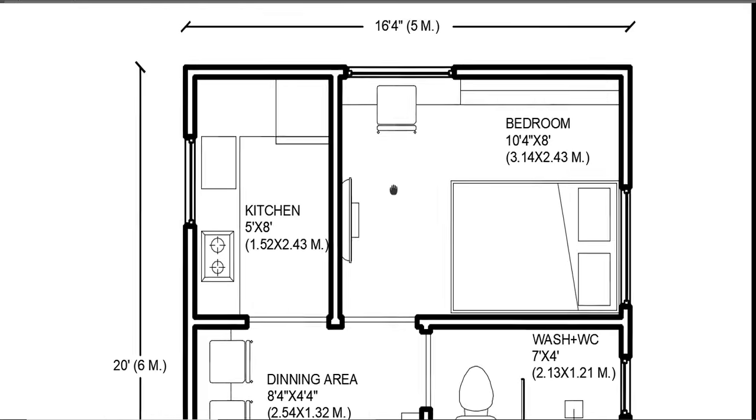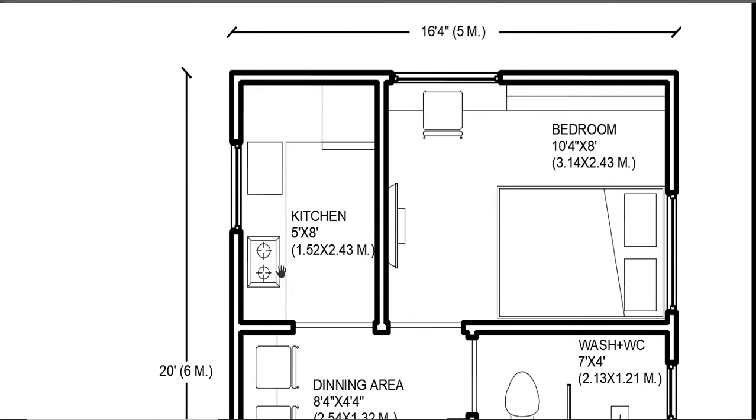On the left side we have kitchen area. You can see here the kitchen cabinet with burner, sink and refrigerator arrangement. Also we have a large size window for ventilation and light purpose of this kitchen area.